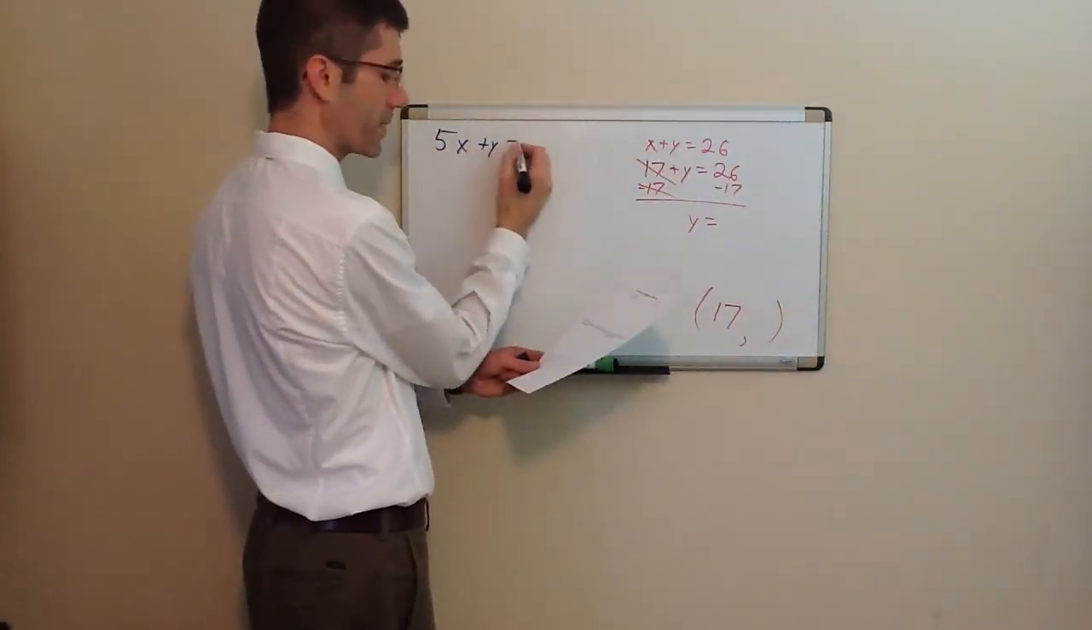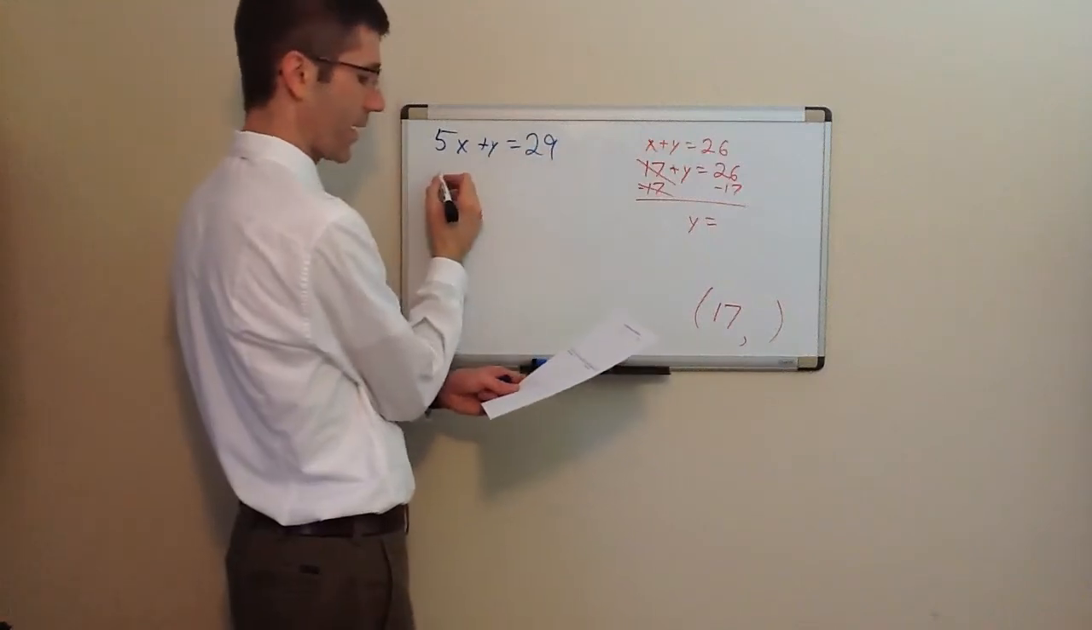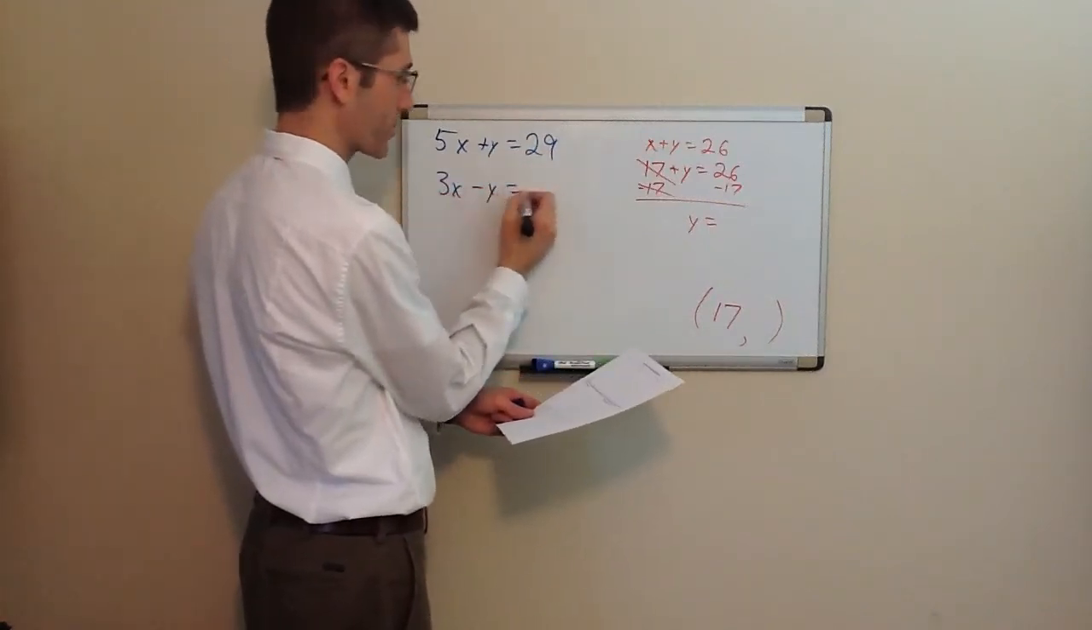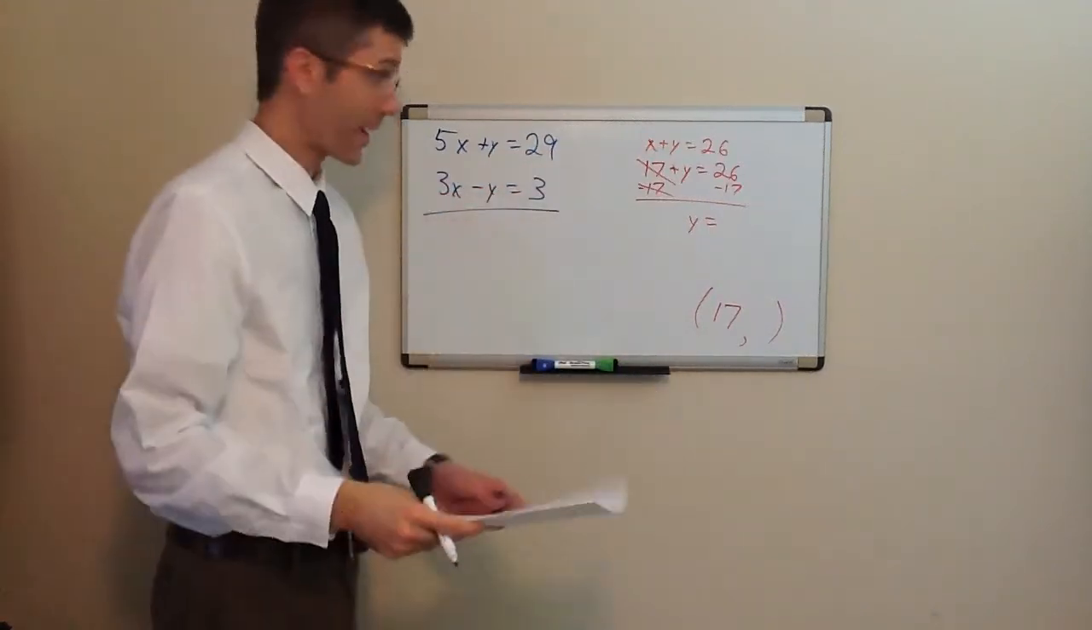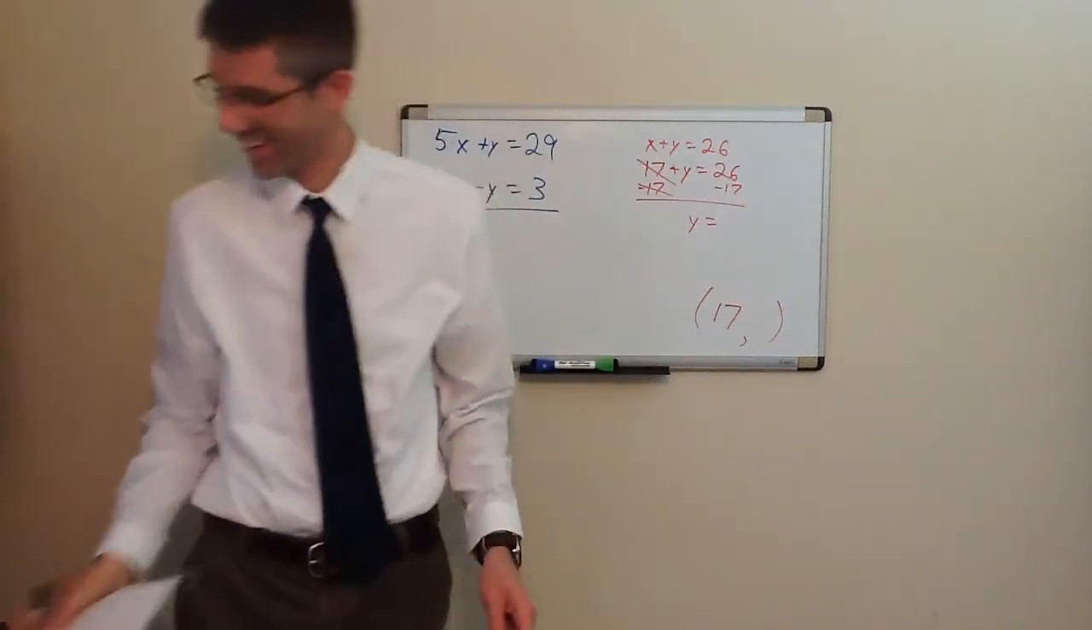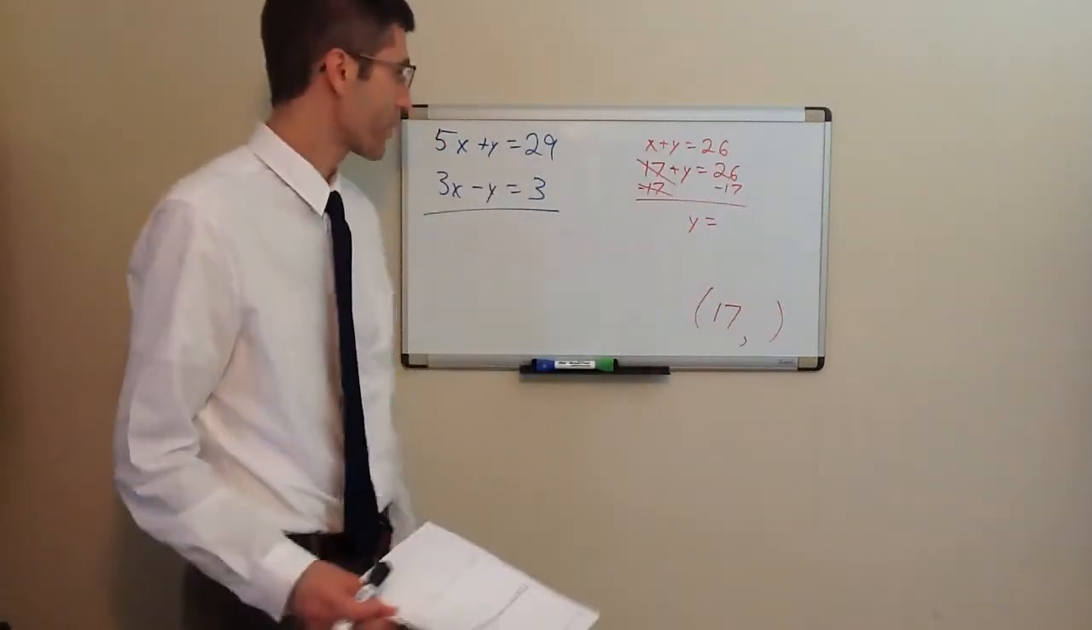5x plus y equals 29, and 3x minus y equals 3. It's bugging you that I haven't finished the last problem, isn't it? It's bugging me too. I'm going to leave it up there for now, though.